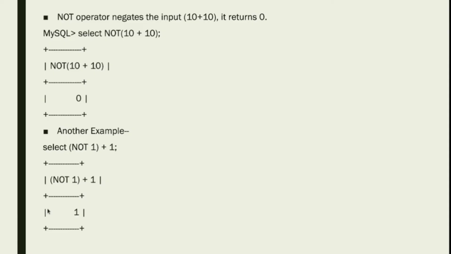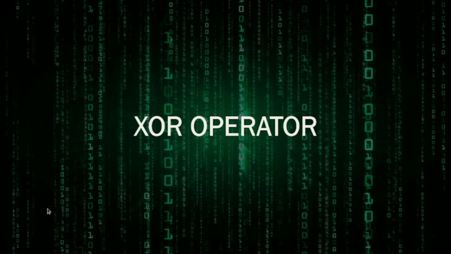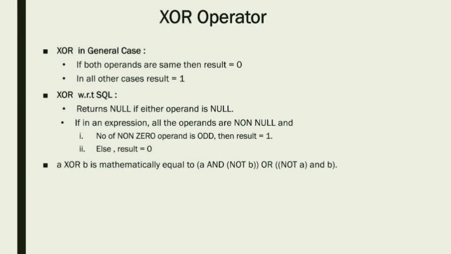Got it? Our next topic is the XOR operator. This is important, note it down. XOR operator: in the general case, if both operands are the same, then the result will be 0. In all other cases, the result will be 1. In the case of SQL, it returns null if either operand is null. Just note it down. A XOR B is mathematically equal to this.